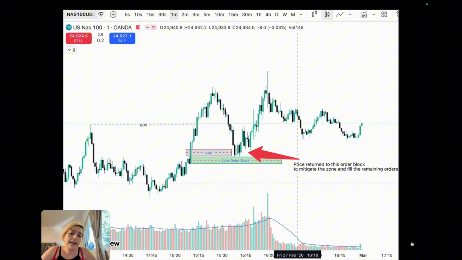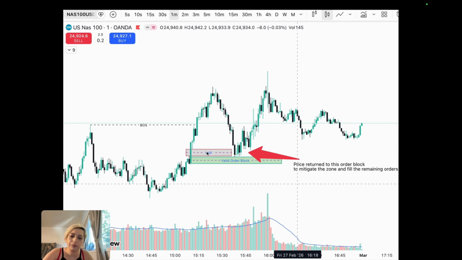Let's take a look at a real example of a valid bullish order block. As you can see, price made a strong impulsive move upward, leaving a clear gap between candle wicks. This gap, called imbalance, inefficiency, or fair value gap, shows that smart money entered the market aggressively, pushing price up so quickly that not all their orders were filled. Because of this gap, this order block becomes a high probability zone where institutions may return to fill those leftover orders.